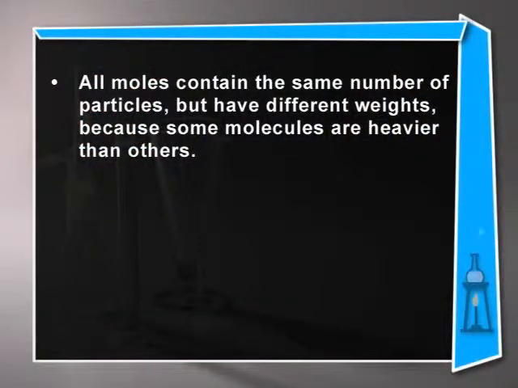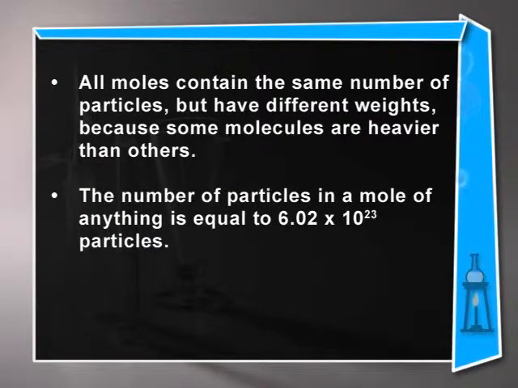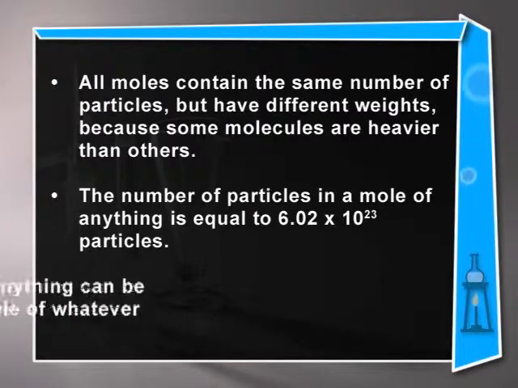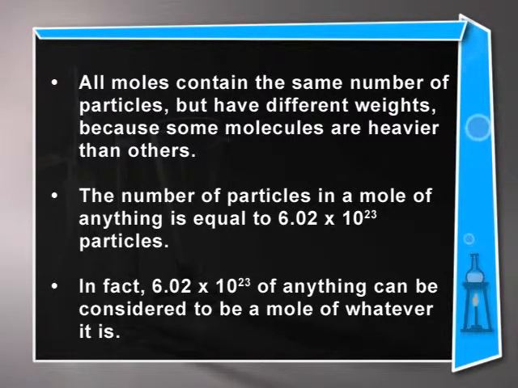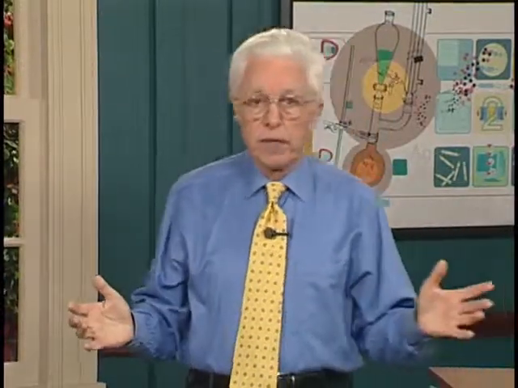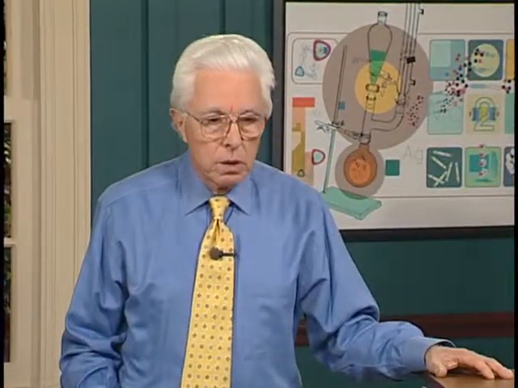So let's summarize the key idea we've been discussing. All moles contain the same number of particles but have different weights because some molecules are heavier than others. And the number of particles in a mole of anything is equal to 6.02 times 10 to the 23rd particles. In fact, 6.02 times 10 to the 23rd of anything can be considered to be a mole of whatever it is. Think about it. If you were wealthy enough to have 6.02 times 10 to the 23rd dollars, what would that make you? Why, you'd be the world's first millionaire.